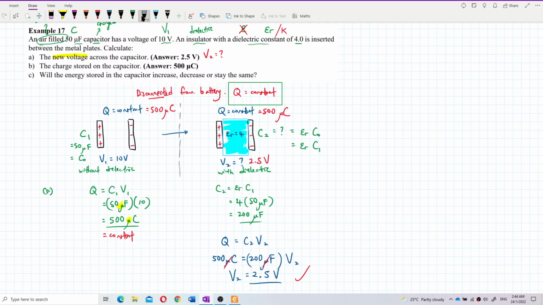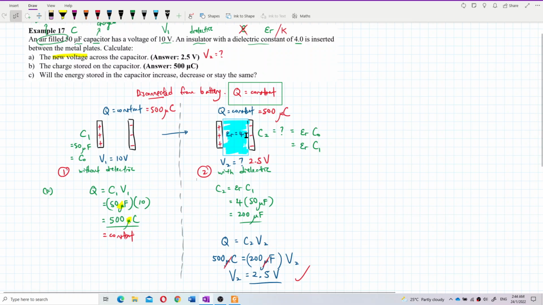Okay, so to separate the data. This is the first condition without dielectric. This is the second condition with dielectric. All the information is very systematic. I already have two columns: all the information without dielectric, and all the information with dielectric.